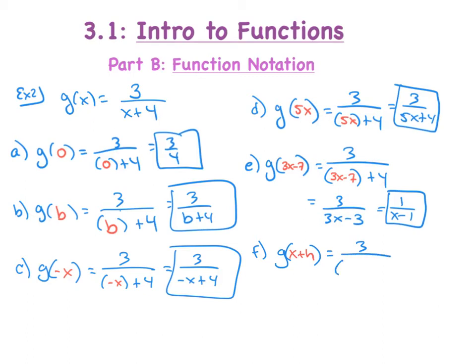So first it's going to be 3 over parentheses plus 4. Into those parentheses, we're going to put that x plus h. And 3 over x plus h plus 4, no like terms there. So this is 3 over x plus h plus 4. Terrific. Okay, now let's use that and practice what we call difference quotient problems.